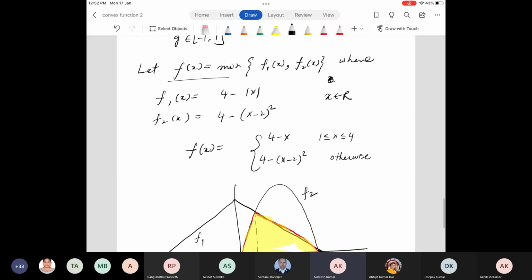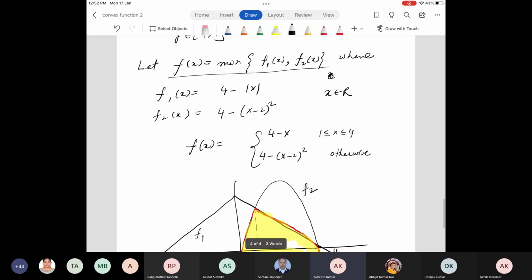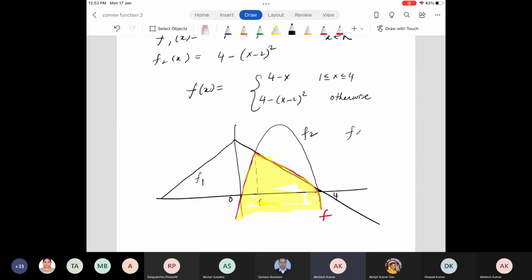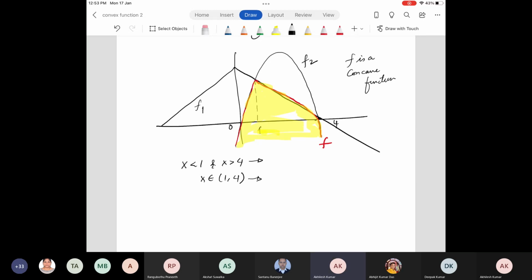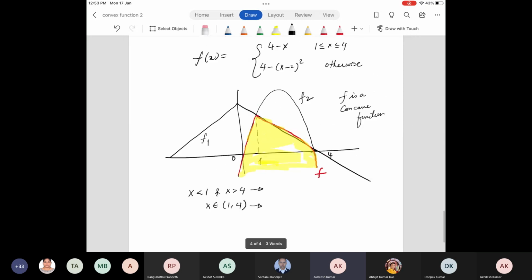That is a very interesting exercise to prove also. So f is a concave function. Now, can you tell me its gradients at different points for this f? This f has three parts to define: x less than 1, x greater than 4, and x belonging to the open interval 1 to 4. What is the gradient in each case? Not gradient, subgradient.